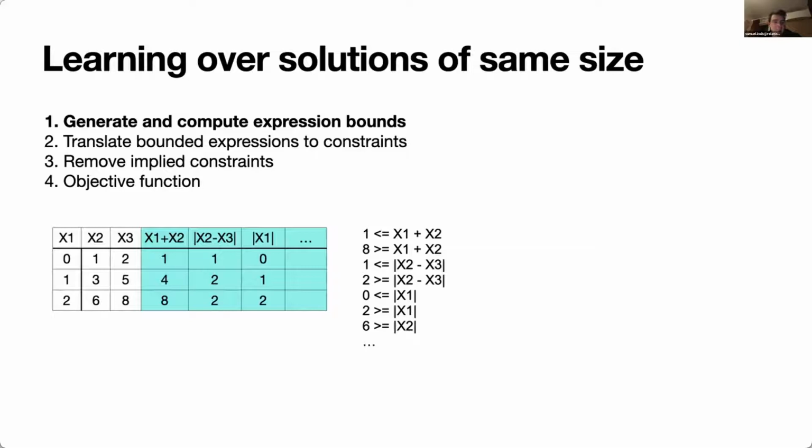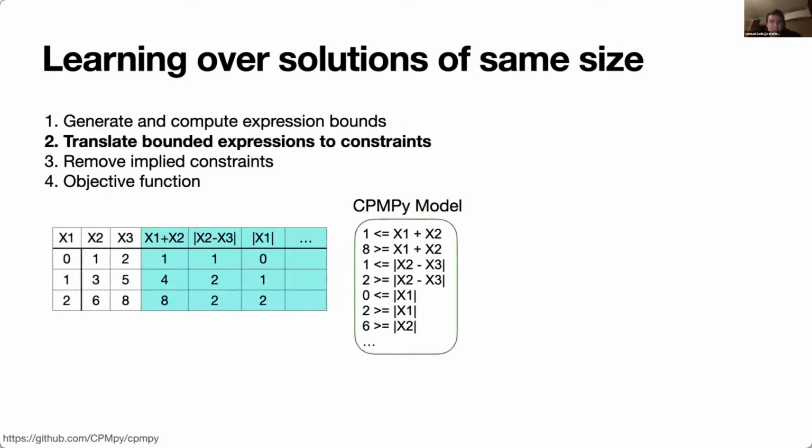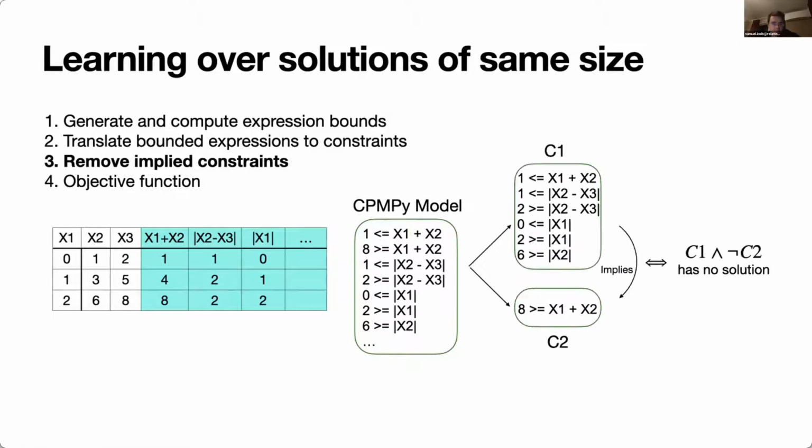So it's that easy. In the next step, we just take these constraints and translate them to CPMpy constraints. CPMpy is a package where you can easily model solver-agnostic constraints. Then they're solved using OR-Tools or MiniZinc in the background. And so we encode the constraints, and then we remove implied constraints.